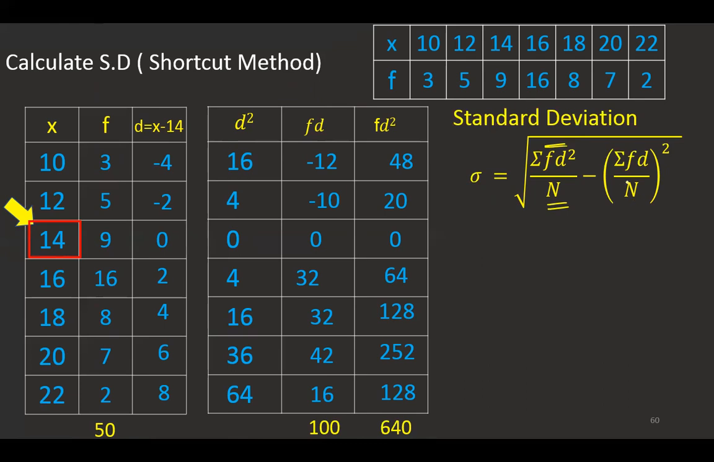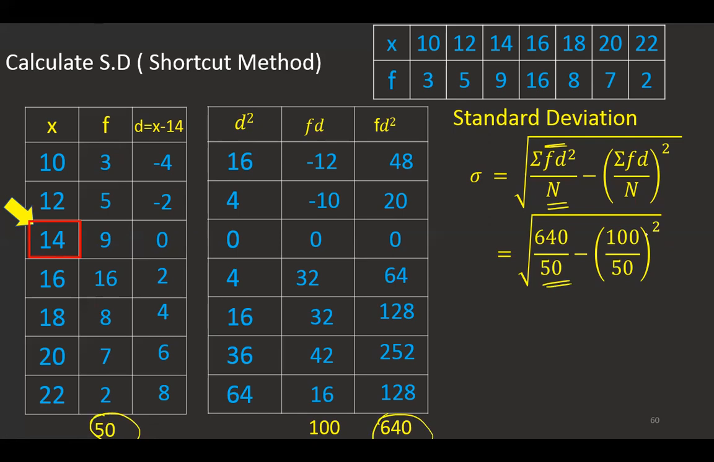FD by N. FD is 100, by N is 50, the whole square. So I'm going to write now 640 coming from here. Now this 50 coming from here. Now 100 coming from here because it is FD. You have to remember this. This is FD by N the whole square. Okay, so now we are writing it here. We are going to find it out.